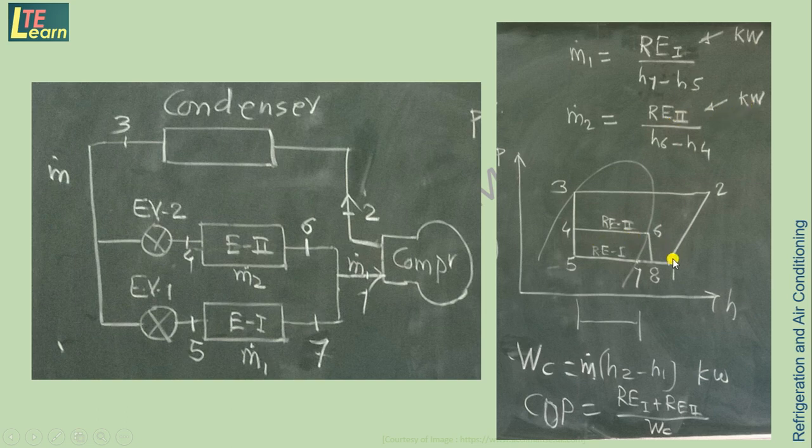Now for the compressor, power required to drive is given as total mass flow rate M dot, which is a sum of these two, multiplied by the enthalpy change during compression, H2 minus H1. This comes in kilowatt. This is actually power. COP formula can be written as summation of both evaporator capacities divided by power. Now capacity and power both should be in kilowatt.